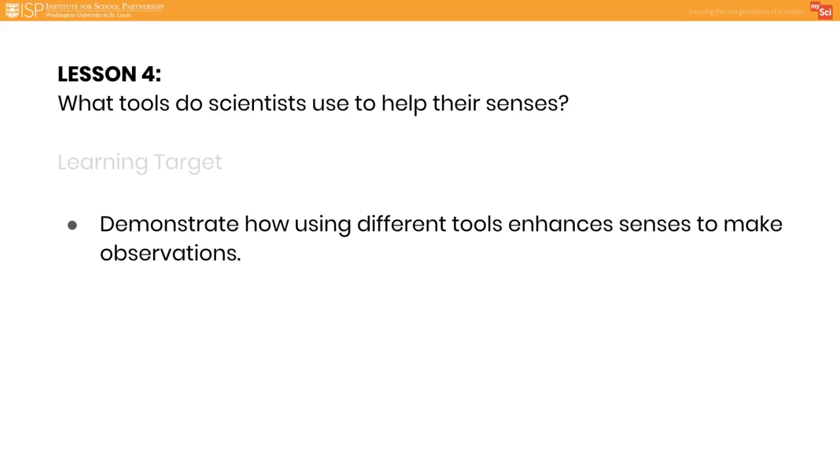By the end of this lesson, students have looked at different tools that scientists use to help them gather information about the world around them. They will have also connected this back to the scientific process and how all of these tools can help our senses to make observations.